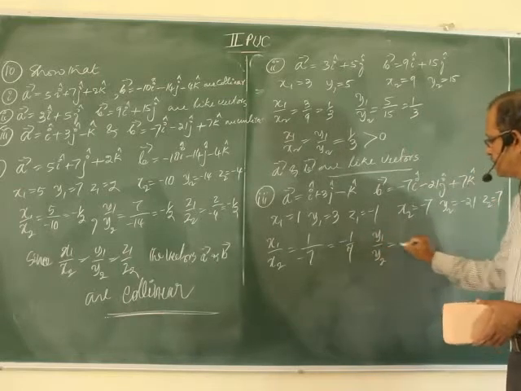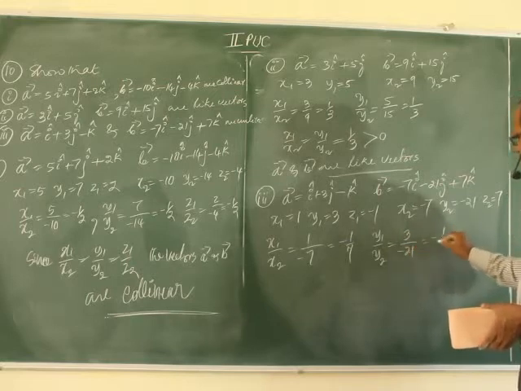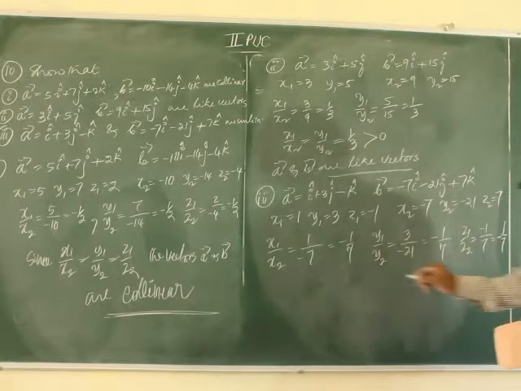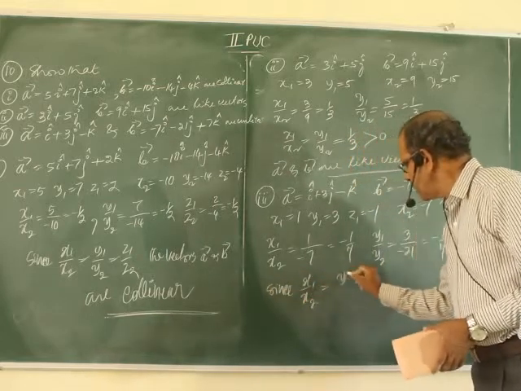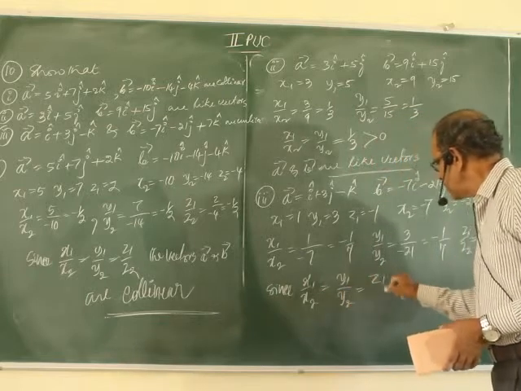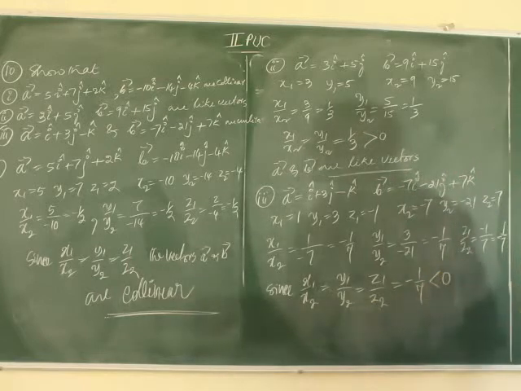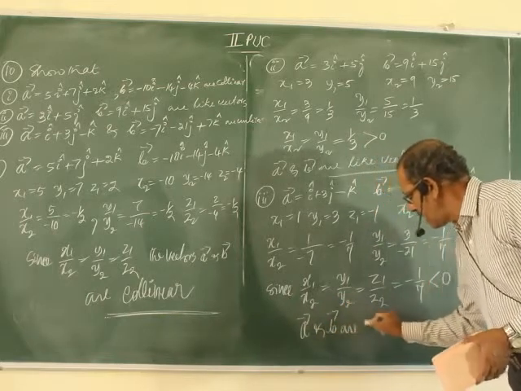y1 by y2: 3 by minus 21, once again minus 1 by 7. z1 by z2: minus 1 by 7. No doubt, minus 1 by 7 itself. Remember, since x1 by x2 equal to y1 by y2 equal to z1 by z2 equal to minus 1 by 7, clearly less than 0, a and b are unlike vectors.